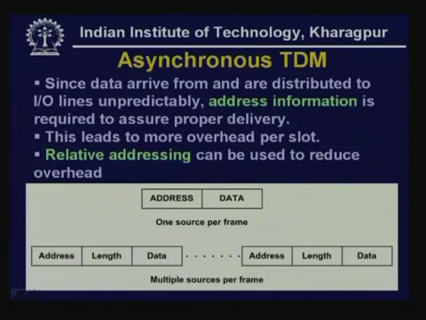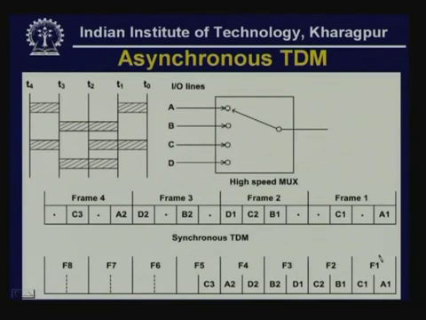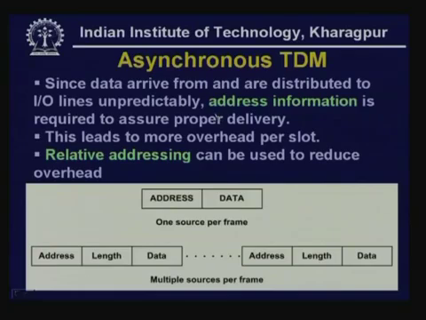However, there is a problem. At the receiving end, it is necessary to identify which data is coming from where. For example, at the receiving end, this slot is not meant for only source A, or this is not meant for source B. So, data in this slot can be sent by any one of the channels, or data can be taken from any one of the channels. At the receiving end, how will the receiver know that data of a particular slot belongs to a particular channel? For that purpose, you have to incorporate address information.